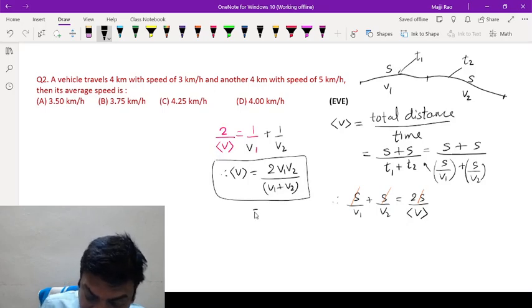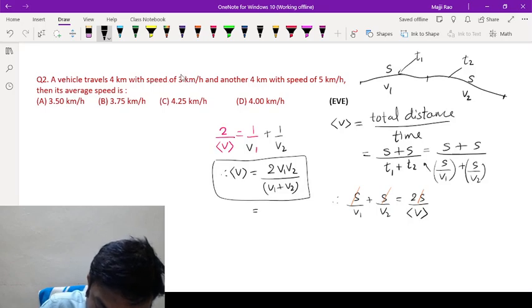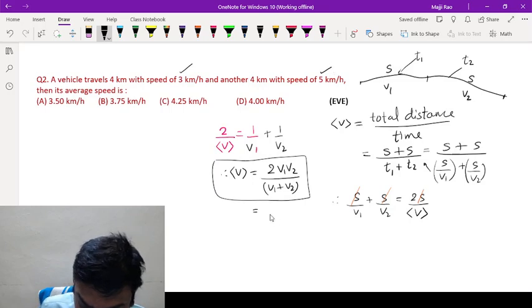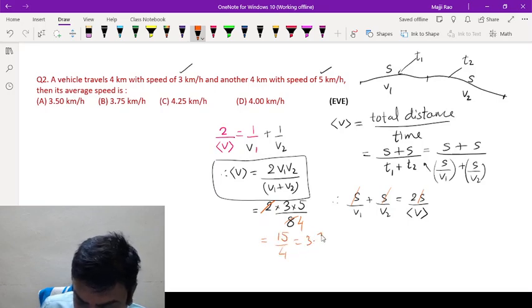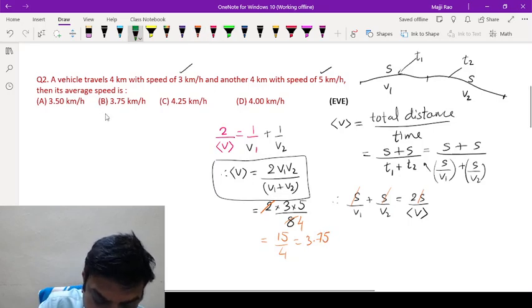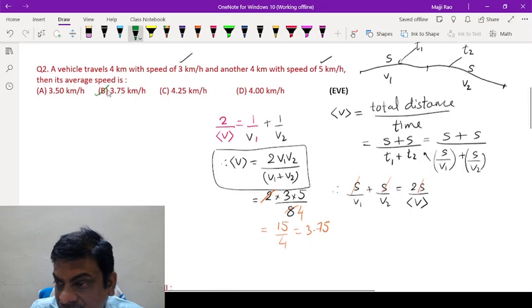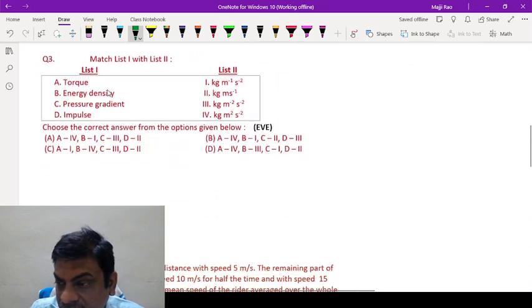So let us substitute the values here. So the speed for the first half is 3 km per hour and that for the second half is 5 km per hour. So 2 into 3 into 5 upon 3 plus 5, that is 8. So 2 fours are, so you have 15 by 4, which is equal to 3.75 km per hour. So B option is the correct option. Moving on to the next question.